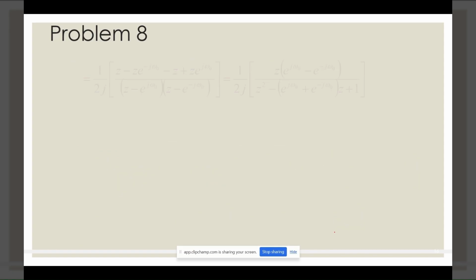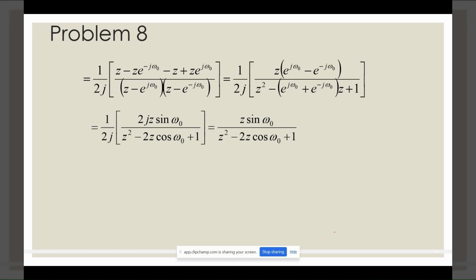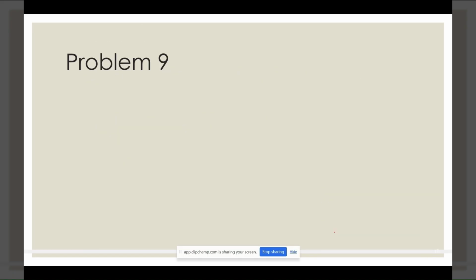Further on simplification, cross multiply the given expression, and on grouping we'll get z sine omega naught by z square minus 2z cos omega naught plus 1. ROC for this is z greater than a.